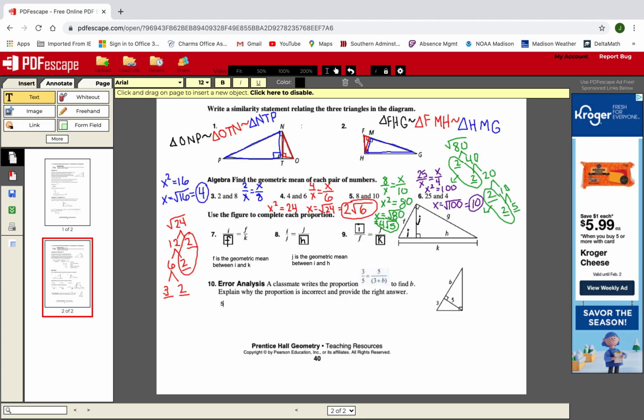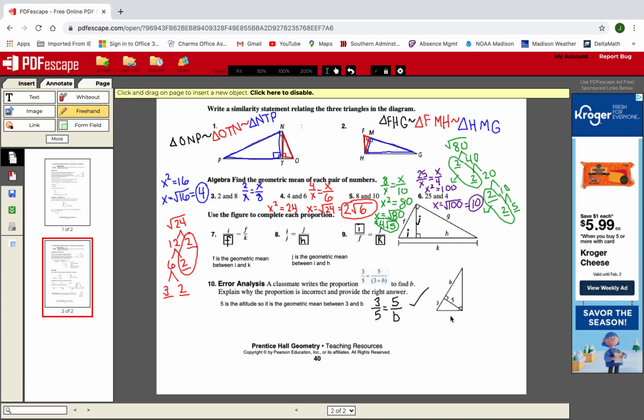Okay, so 5 is the altitude, so it is the geometric mean between 3 and B. And that would look like this. Go ahead and write this out for you. The correct version of this would say 3 over 5 equals 5 over B. That would be correct.